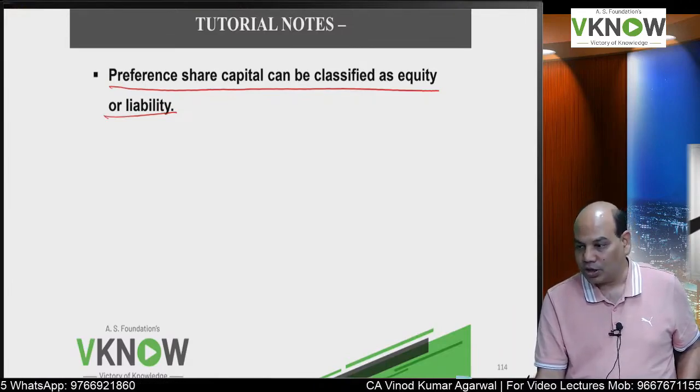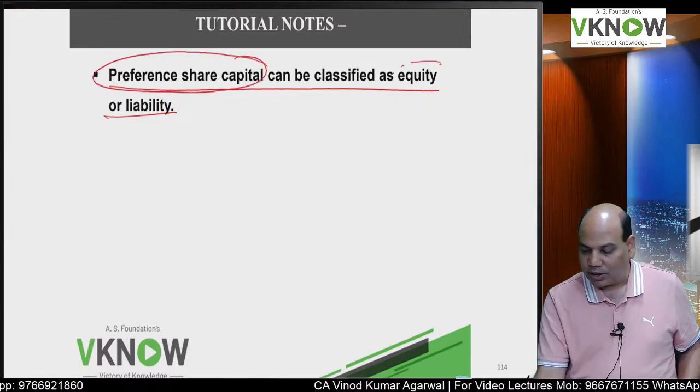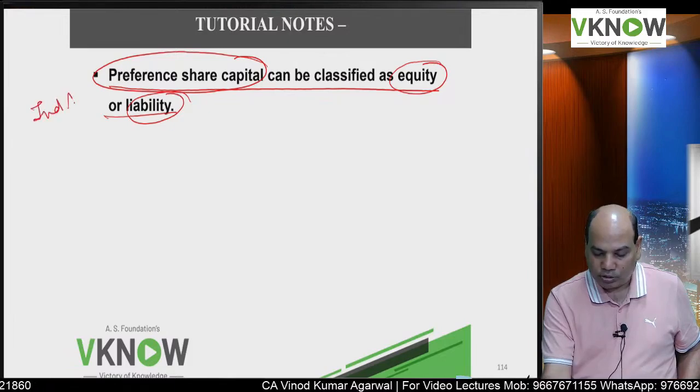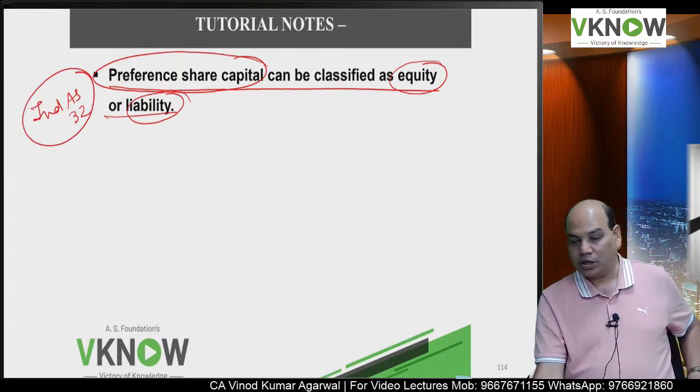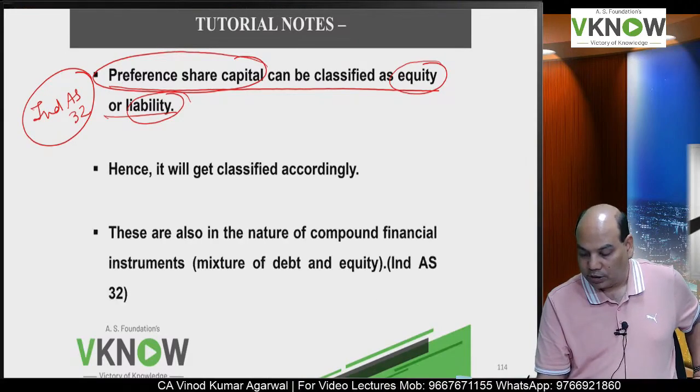What about preference share capital? Oh my God. It can be either equity or liability depending upon the terms of the issue. So Ind AS 32 you have to refer for that purpose, and accordingly it will get classified.